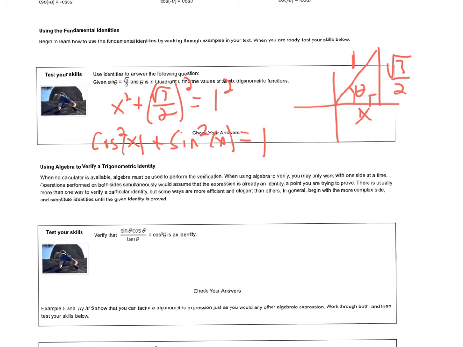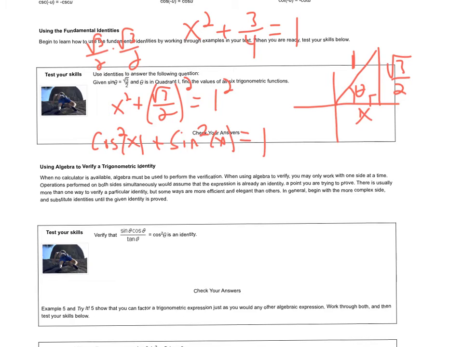So if I square, x squared is x squared, and we know root 3 over 2 squared is 3 over 4, and that equals 1, right? And you're okay with y squared being 3 over 4, because it's square root of 3 over 2 times square root of 3 over 2. Root 3 times root 3 is 3, and 2 times 2 is 4.